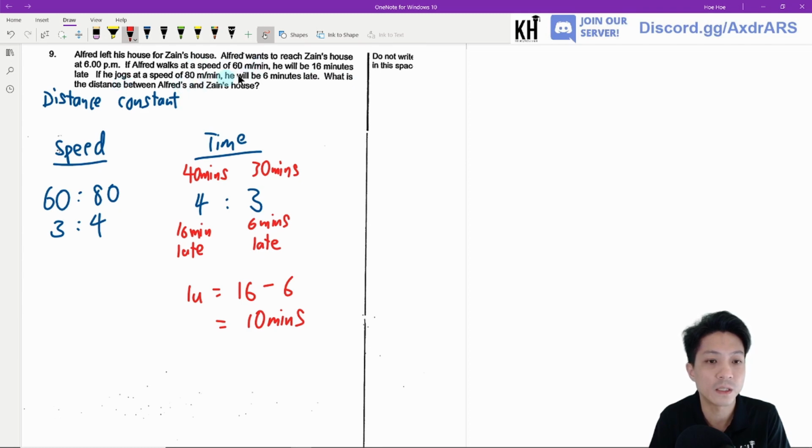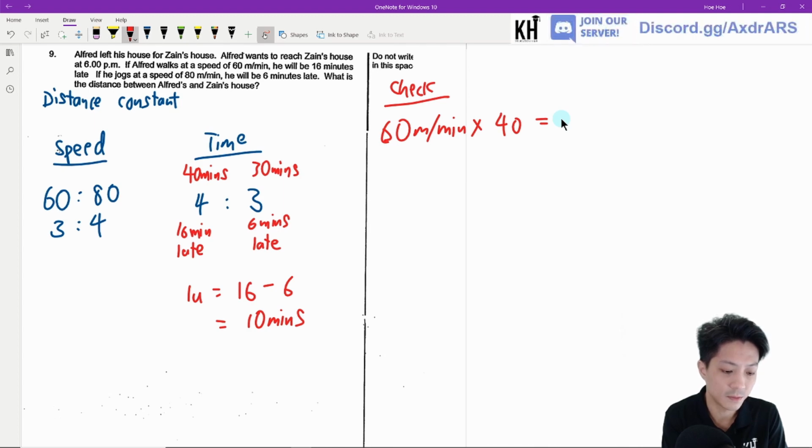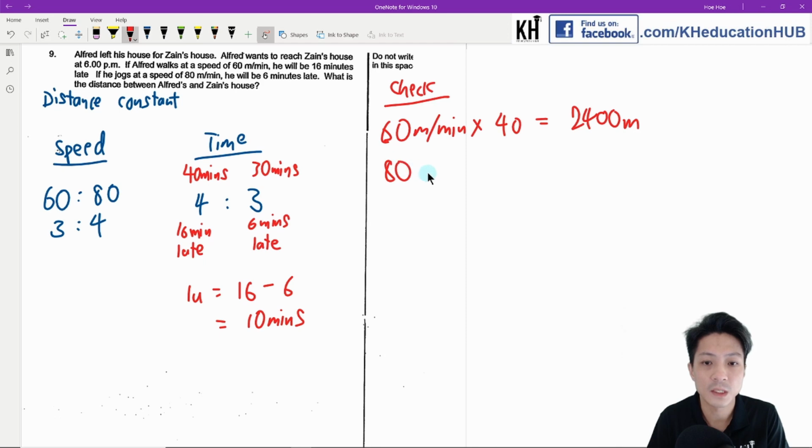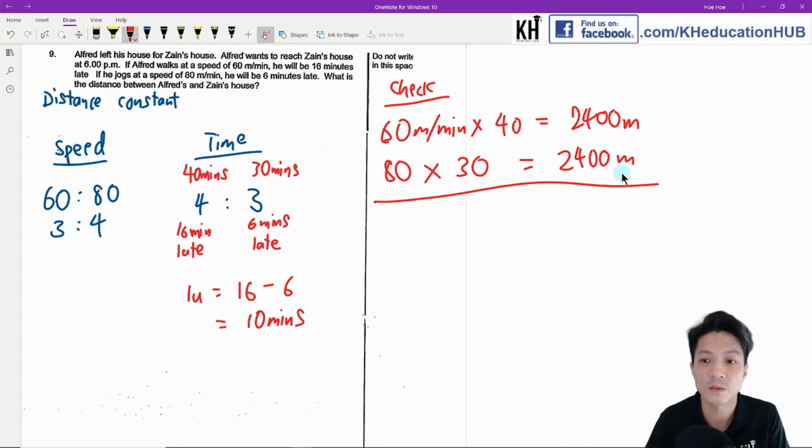Okay, what's the distance between Alfred's and Zane's house? So I'm going to do a check for the answer. At 60 meters per minute, if I multiply by 40, it will give me 2,400 meters. And 80, if I multiply by the 30 minutes, it's going to give me the same 2,400 meters. So yep, the distance between Alfred's and Zane's house will be 2,400 meters.